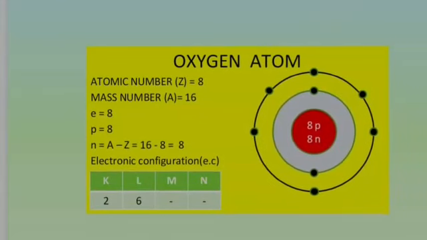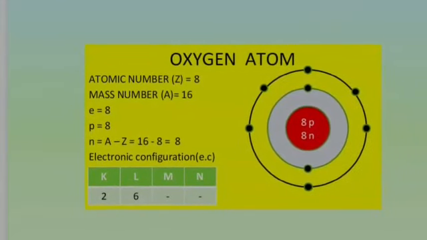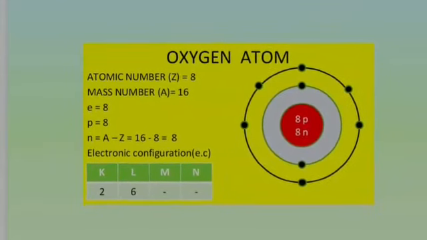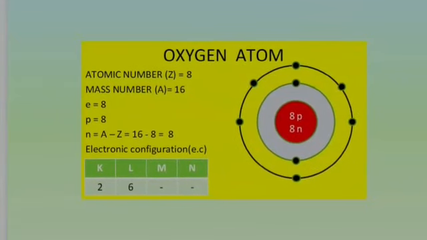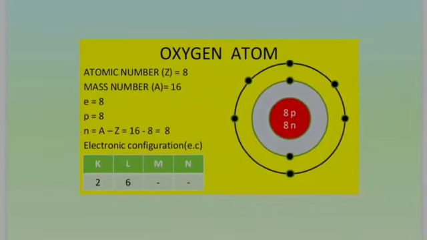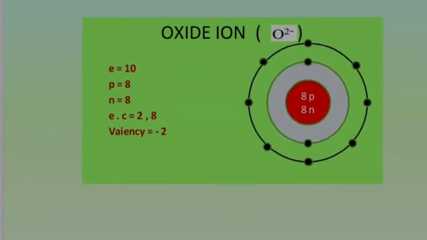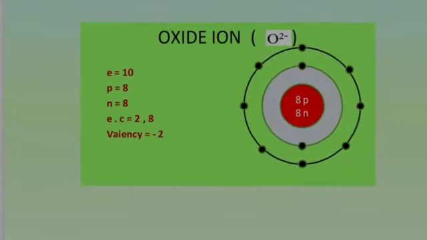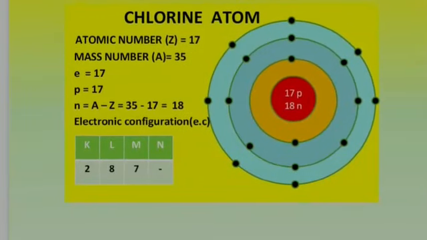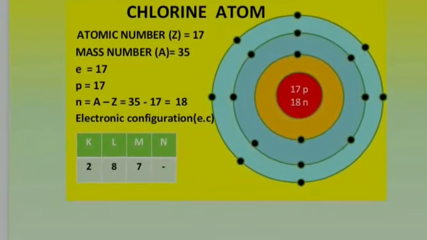One such example is the oxygen atom, atomic number 8, electronic configuration 2, 6. That is, it is short of 2 electrons. So, in order to become stable, it gains 2 electrons from some other atom. Therefore, valency is -2.